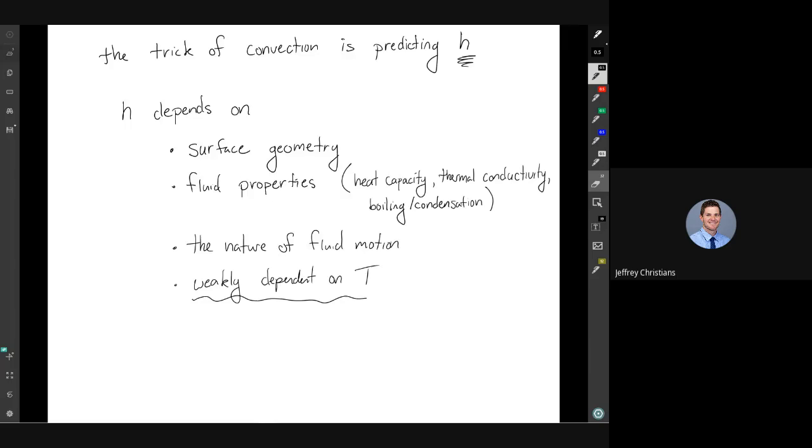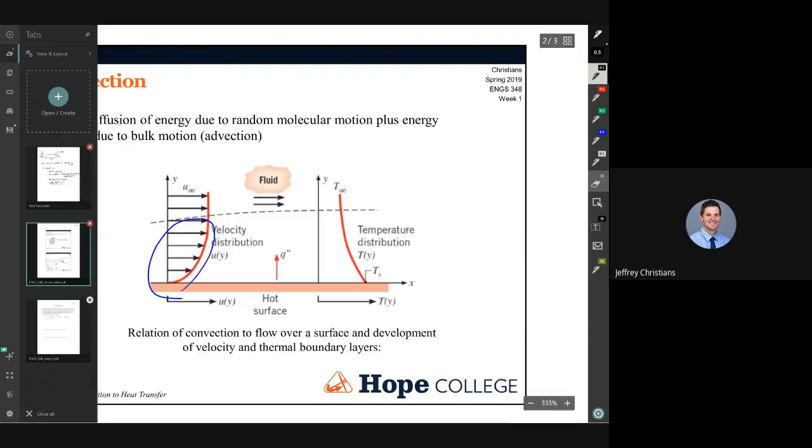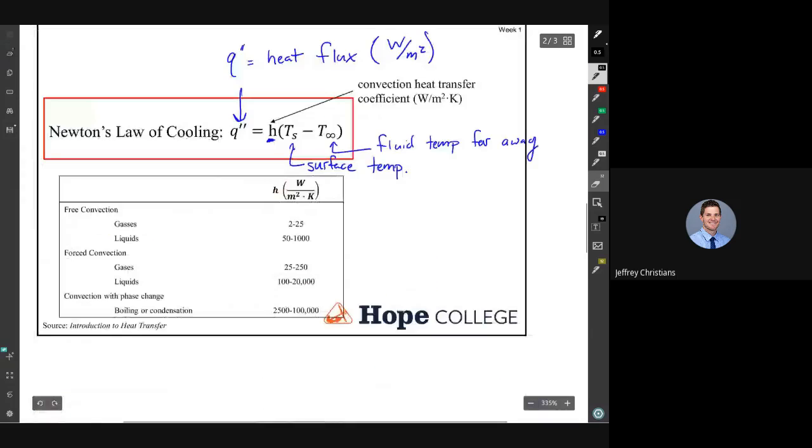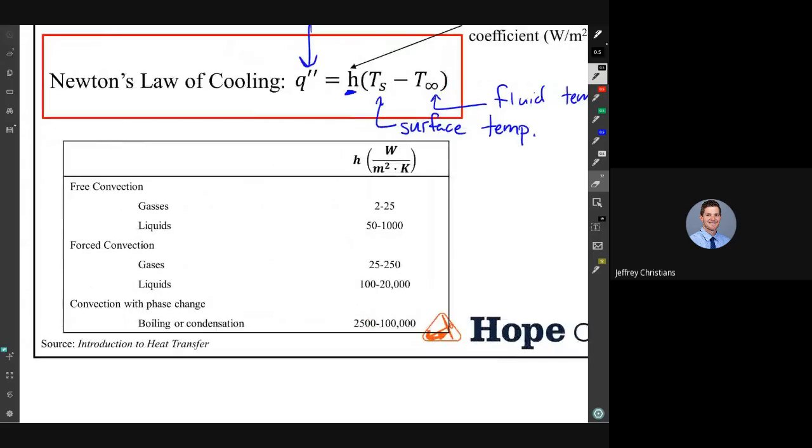Okay, just to give an idea of the range of convection coefficient values. And again, you don't have to write these down, but you'll have them here and we'll use them. It's just to give a kind of mental map of what this might be.